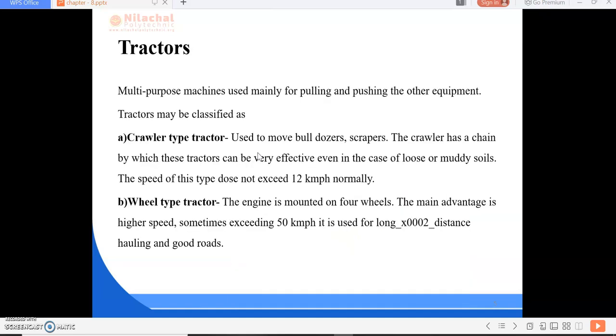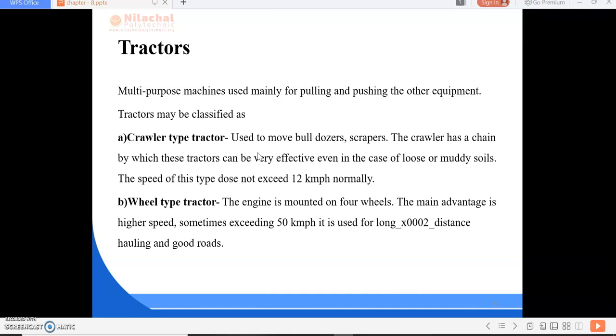Next is tractor. Multi-purpose machines used mainly for pulling and pushing. Tractors may be classified as crawler type tractor and wheel mounted type tractor. It is a self-propelled machine which is used to exert powerful tractive force for pulling other machines. When the tractor is not required for hauling, it can be easily converted to serve as bulldozer. It is used for agricultural operations such as harvesting, etc. When the tractors are fitted with shovel, they can be used for mining operations also.